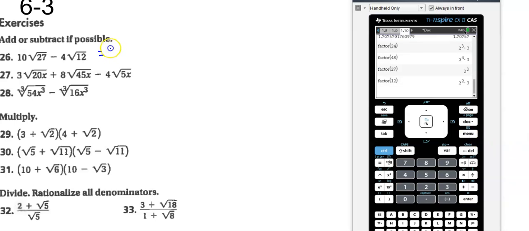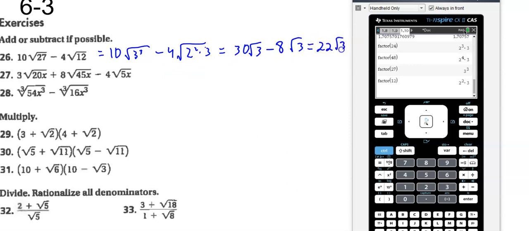So this is 10 times the square root of 3 to the 3rd minus 4 times the square root of 2 squared times 3. I like that actually. I think this is going to work. So the 1 3 comes out, but 1 3 is left over, so it would be 30 root 3 minus 1 2 comes out, so minus 8 root 3, which is 22 root 3.